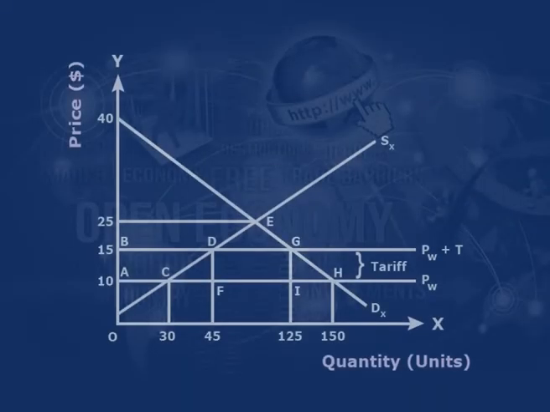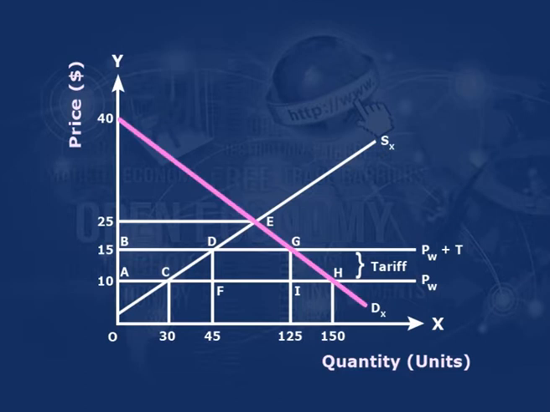The partial equilibrium analysis is explained in the figure. We measure quantity of commodity X on the x-axis and price of commodity X on the y-axis. Now, Dx is the demand curve of commodity X, which has a negative slope. It shows the domestic demand for commodity X in a particular nation, say A. Sx is the supply curve of commodity X, which has a positive slope. It shows the domestic supply of commodity X in nation A.